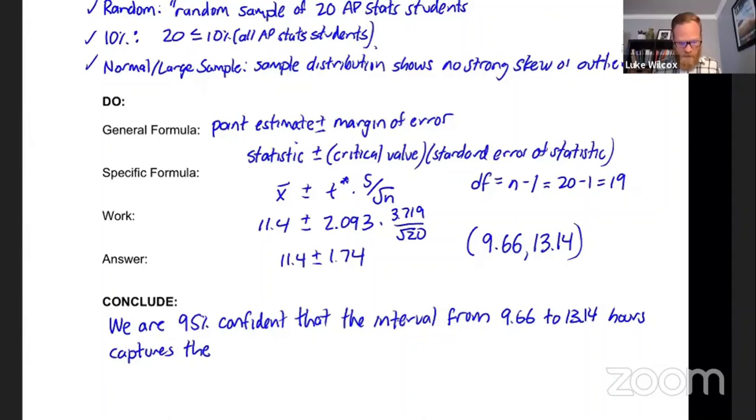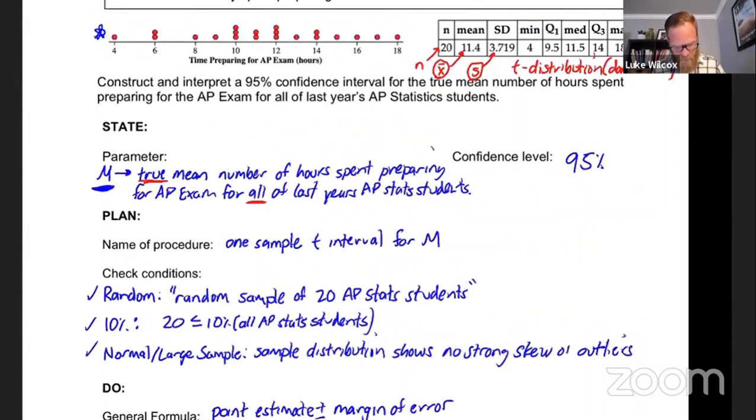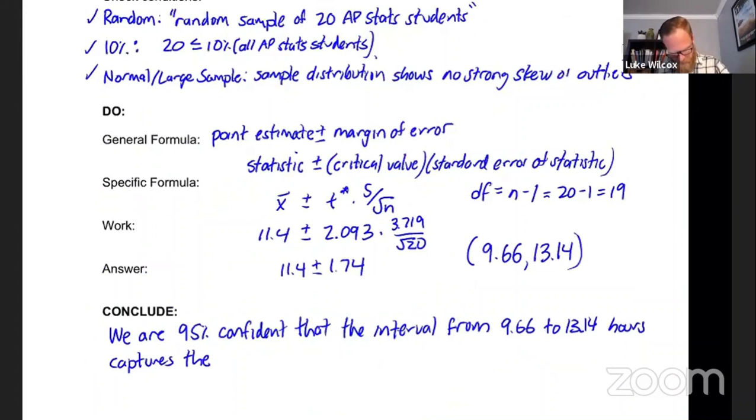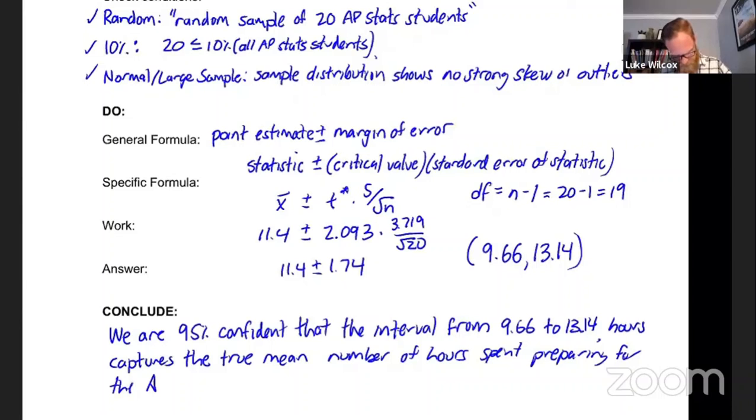Now, the thing we're trying to capture, remember, is the parameter, which really just comes from the wording of the question. So I can literally steal these words from the question and bring those down into my conclusion here. So I'm going to say the true mean number of hours spent preparing for the AP exam for all of last year's AP Stats students.